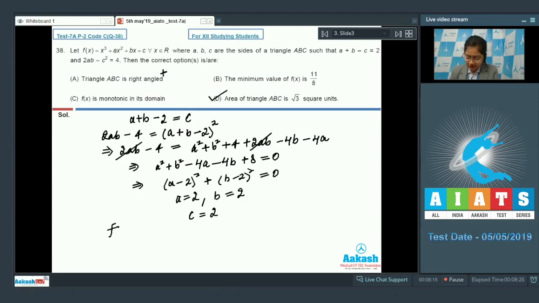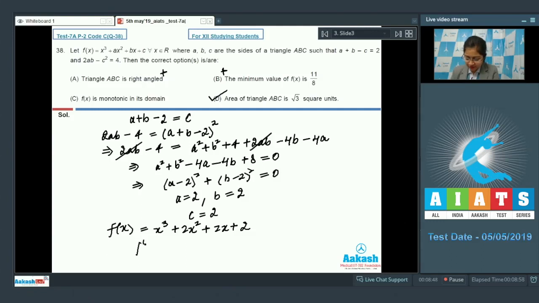Now, f(x) will be equal to x cube plus 2x square plus 2x plus 2. This is the function f(x). Now we have to find its minimum value. For a cubic function, as it is going from minus infinity to infinity, its minimum value will be minus infinity. So option number B is incorrect, and we have to find its monotonicity.